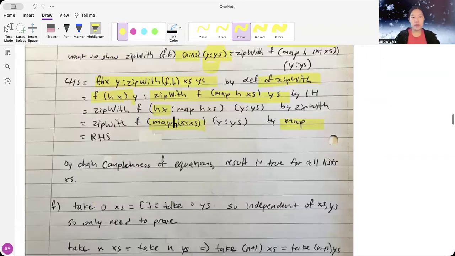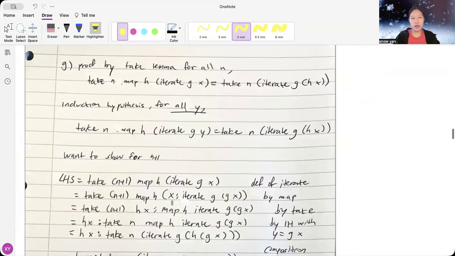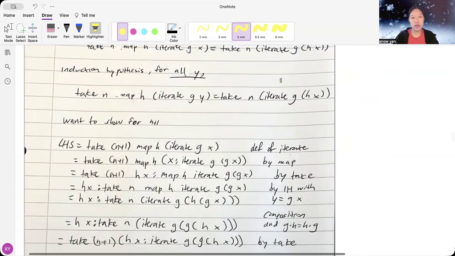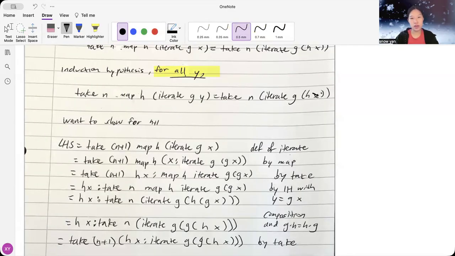For this part, we just work from what we know, right? We're trying to prove by the take lemma that this is true. So our induction hypothesis, and the emphasis here is for all y, because you can have 1, 2, 3, all the way up to n. For all of them, it should be true that take n of map h of iterate g y is equal to take n of iterate g of h y. Here it should have been also y, I think.